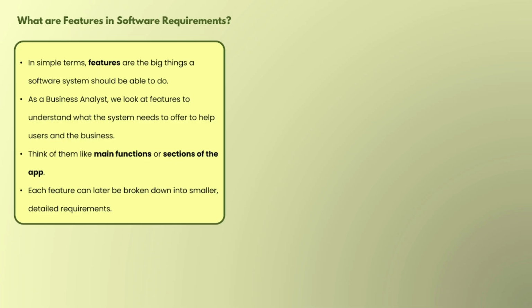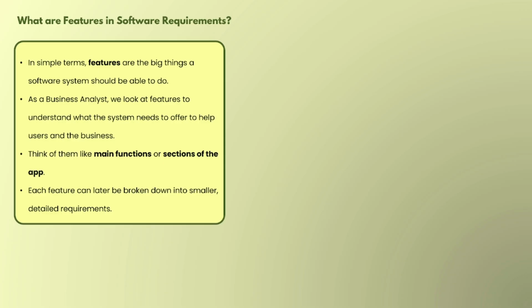I hope you now have a little bit of an idea what exactly a feature is. And the last point is, each feature can later be broken down into smaller detailed requirements. Once we define a feature, we break it down so that developers know exactly what to build, meaning subtypes of the feature, and we provide it to the developer and the developer develops it.